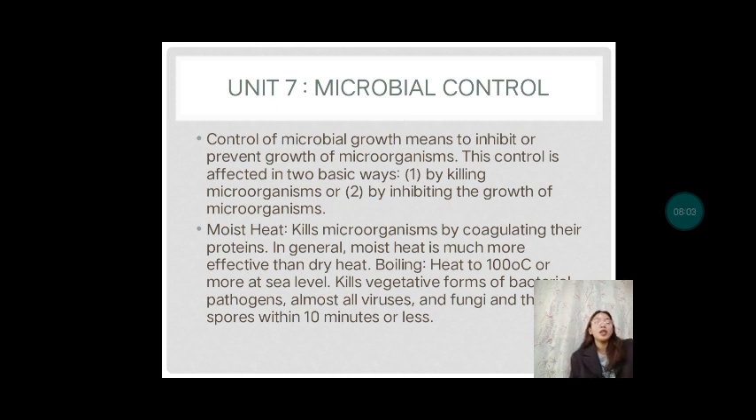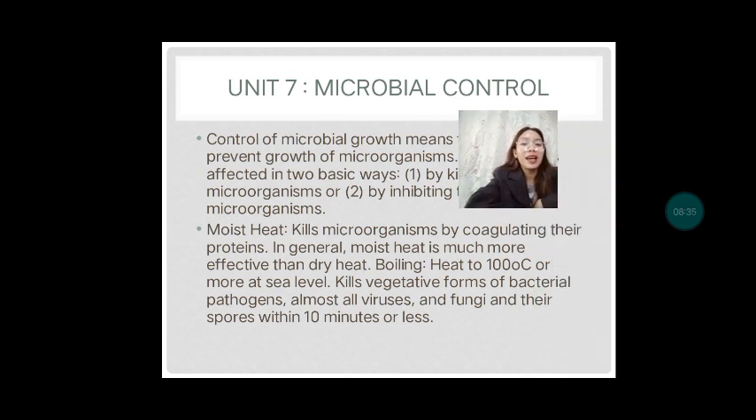So what is the best way to control microbial growth? The best way to control microbial growth is heat. Moist heat kills microorganisms by coagulating their proteins. In general, moist heat is much more effective than dry heat. Boiling at 100 degrees Celsius or more at sea level kills vegetative forms of bacteria, pathogens, almost all viruses, and fungi and their spores within 10 minutes or less.